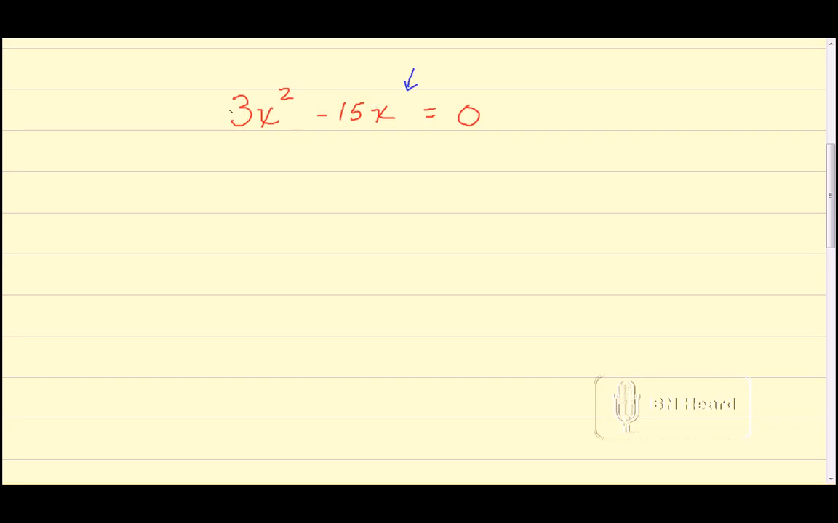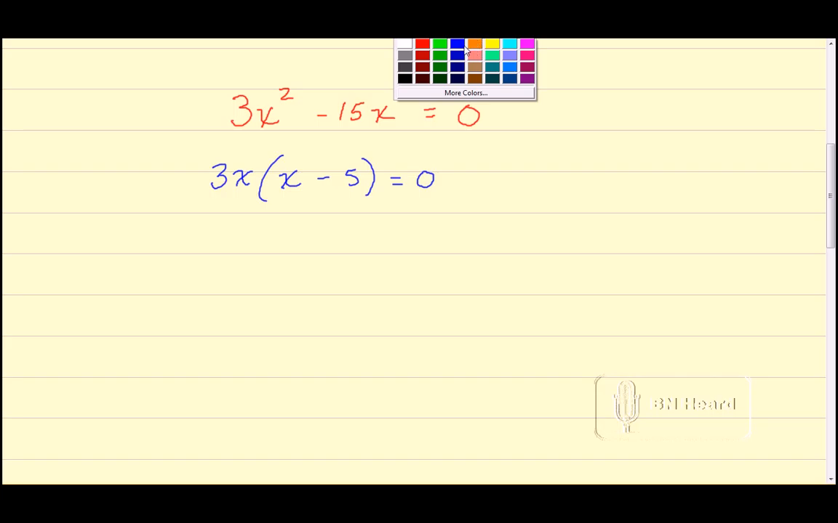And you will note that 3 is contained in both 3 and 15, so we can factor out a 3. And also with x squared and x, we can factor out an x. So we're going to have 3x times x minus 5 equals 0. Now again, to explain what we did there, we have 3x times x equals 3x squared, and 3x times negative 5 equals negative 15x.